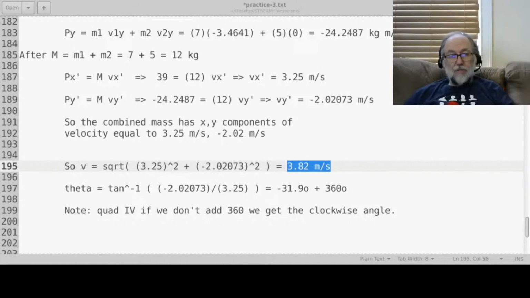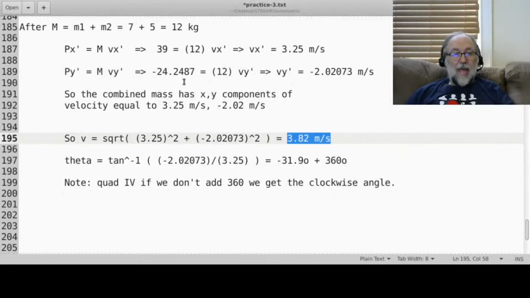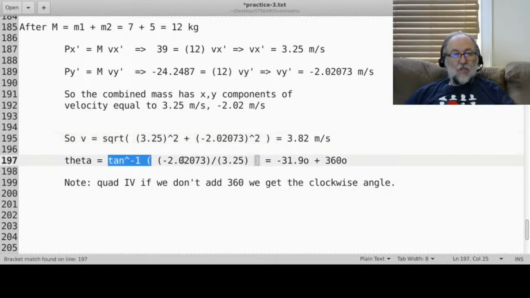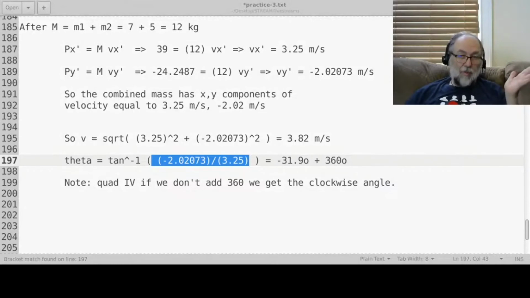All right, after the collision. What about the angle? Well, the angle is going to equal the inverse tangent of the y component divided by the x component. Okay, so remember that from when we did vectors. All right, so there's the y component divided by the x component.